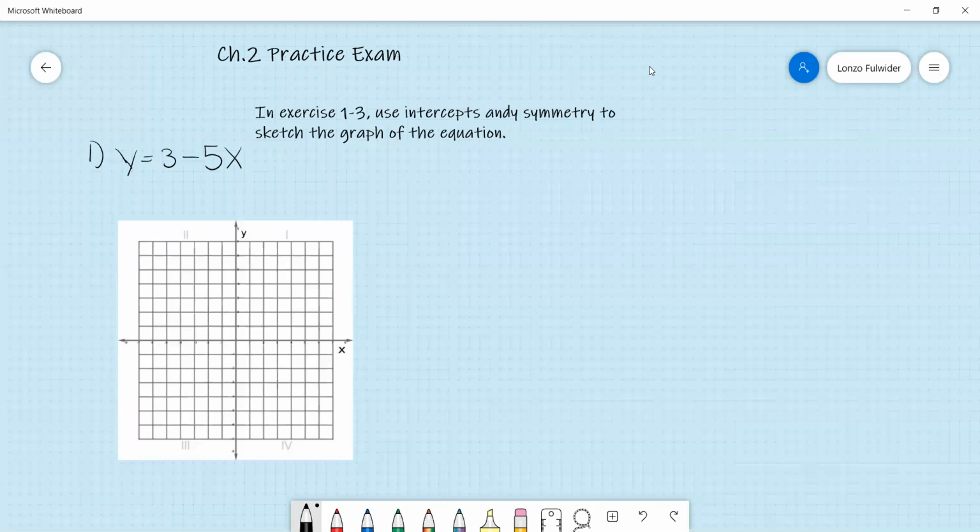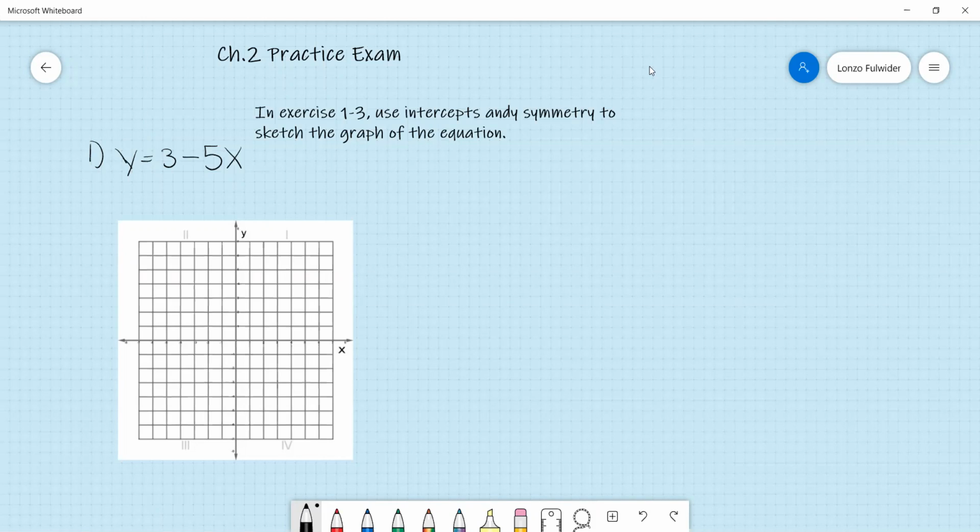Hi guys. Today we're going to do a chapter 2 practice exam under college algebra. So this is what a typical chapter 2 practice exam for college algebra might look like. So let's begin. Let's start with number 1, and the direction says in exercise 1 through 3 use intercepts and symmetry to sketch the graph of the equation.